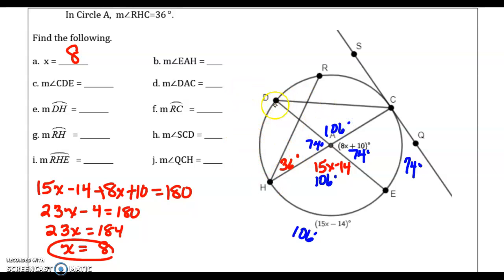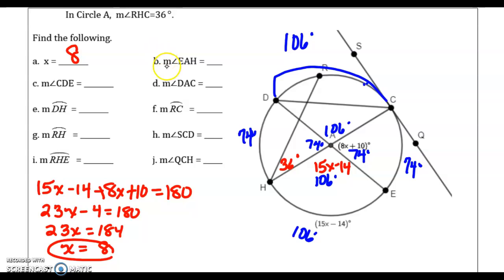And then this is a central angle of 74, so the intercepted arc, this minor arc, DH, is also 74. This is a central angle right here of 106, so this arc here, from here to here, has to be 106. Okay? Then we'll just use some information we know to see what we can find.